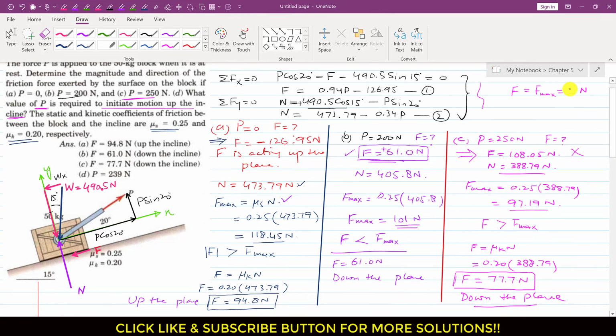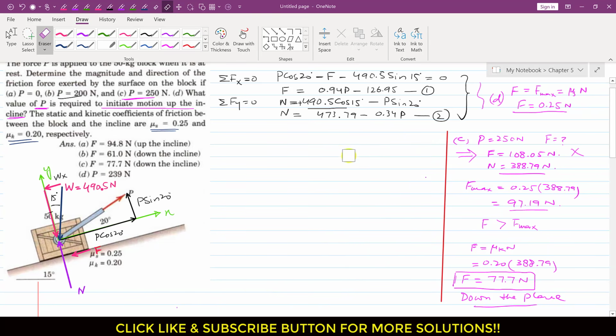Right, so mu s is known. So mu s is 0.25, so 0.25 n. So for case D, we will use the F value as 0.25 n. So let me write that for D, F is equal to F max, and F max is equal to 0.25 n, and we are required to find the P value, which will give us that maximum friction, and for that P value, this crate will start motion, right?